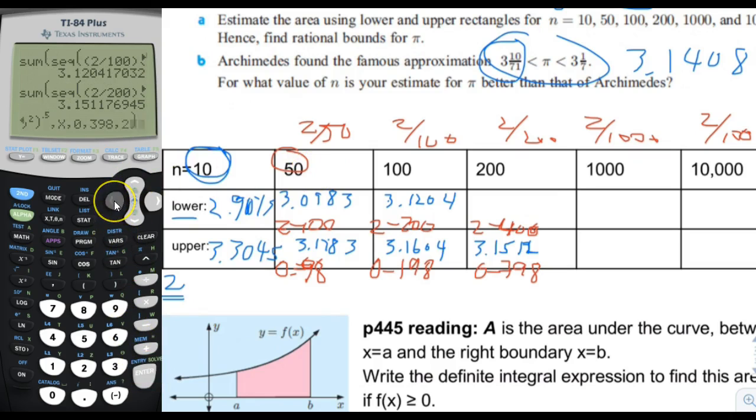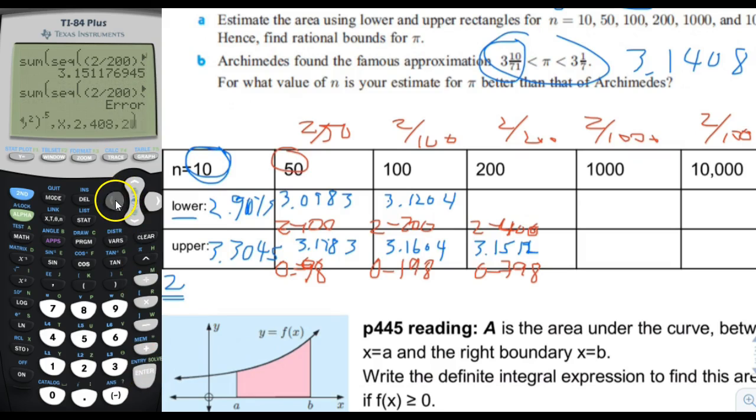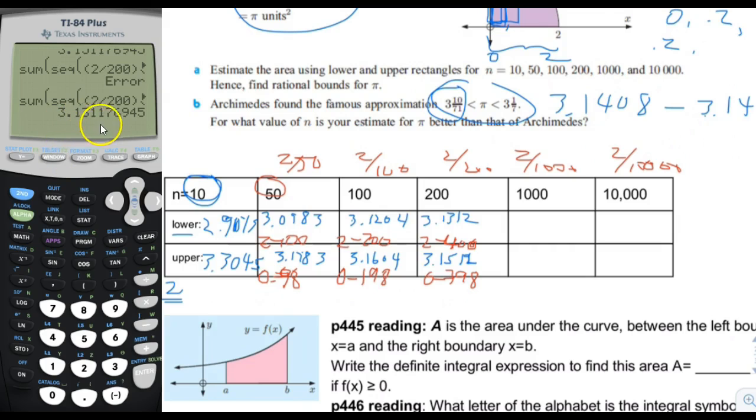Now I'm going to do 2 to 400. Oops, that was wrong. Did you see that was 408? I don't know if I can quit out of this. Should be 400. 3.1312. You see, we're still not at Archimedes' level.